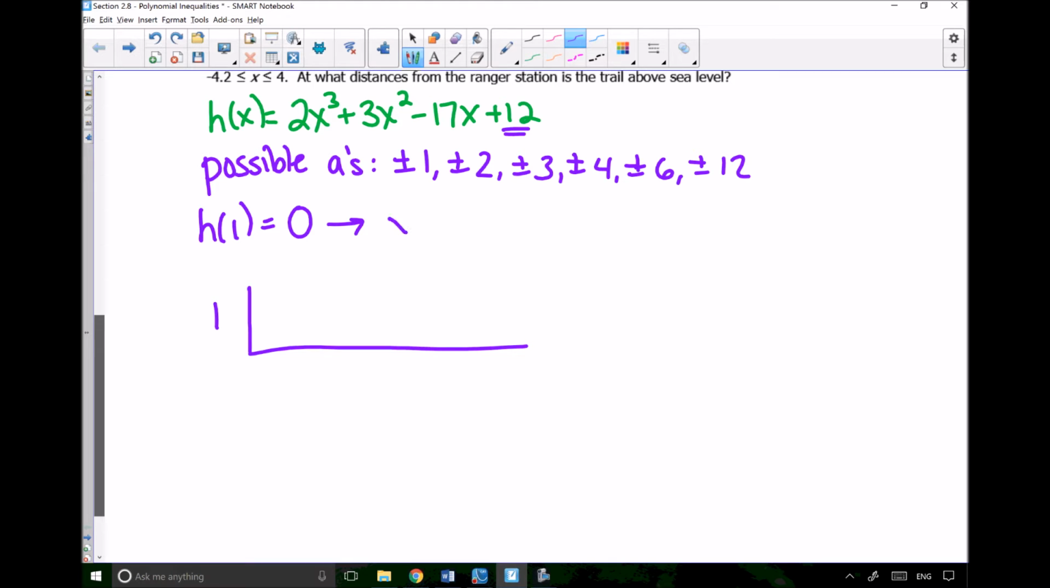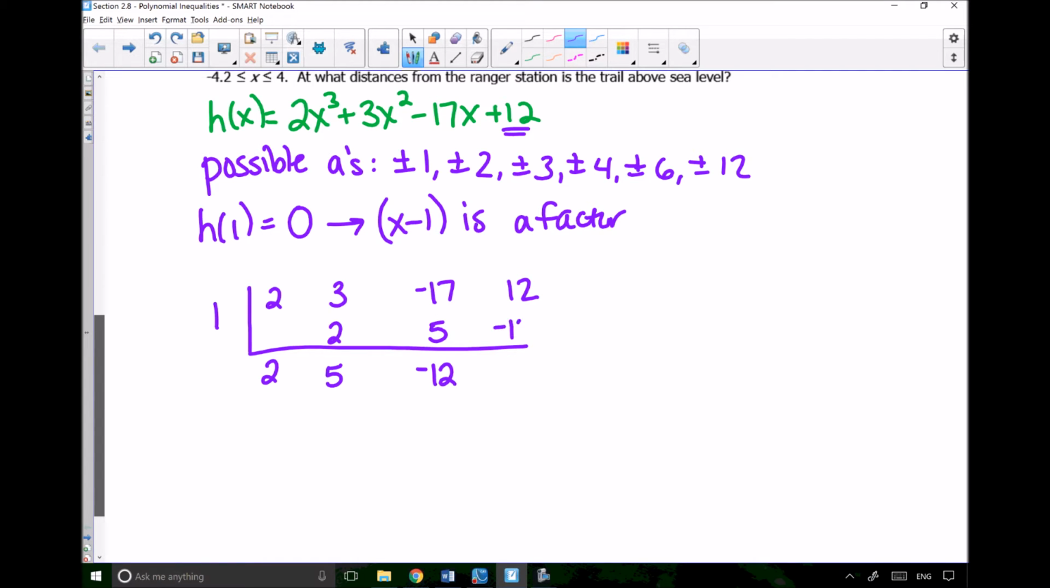So this tells me that x minus 1 is a factor. Again, this is just review, but we have to go through the whole process in order to answer this question. So I'll put a 2 here, a 3 here, a negative 17 here, and a 12 here. Bring down the 2. 2 times 1 is 2. 3 plus 2 is 5. Hopefully this is easy for you now. 5 times 1 is 5. Negative 17 plus 5 is negative 12. Negative 12 times 1 is negative 12. Add those together, you get 0.